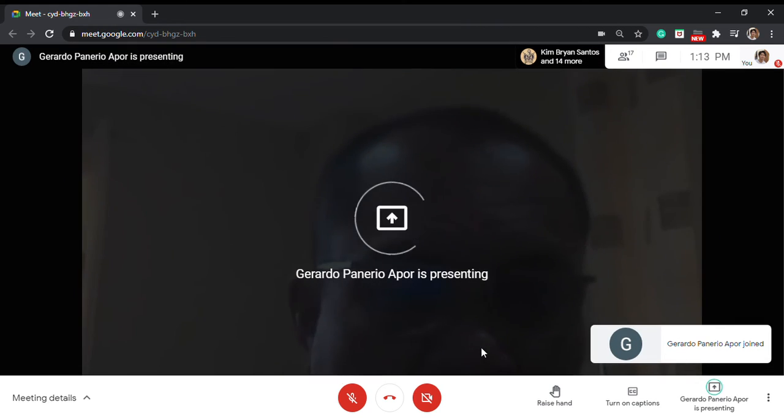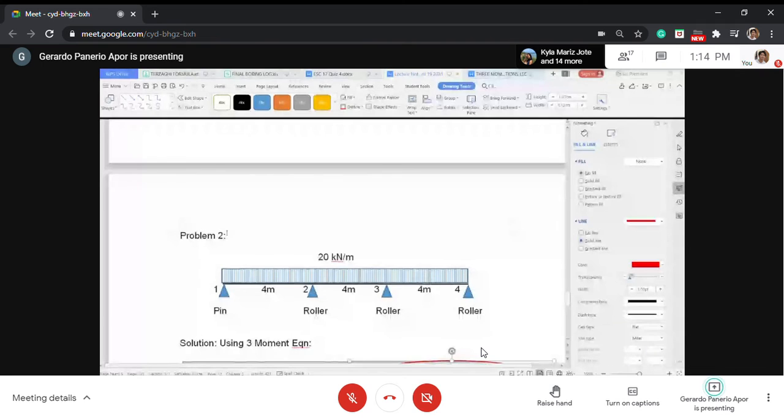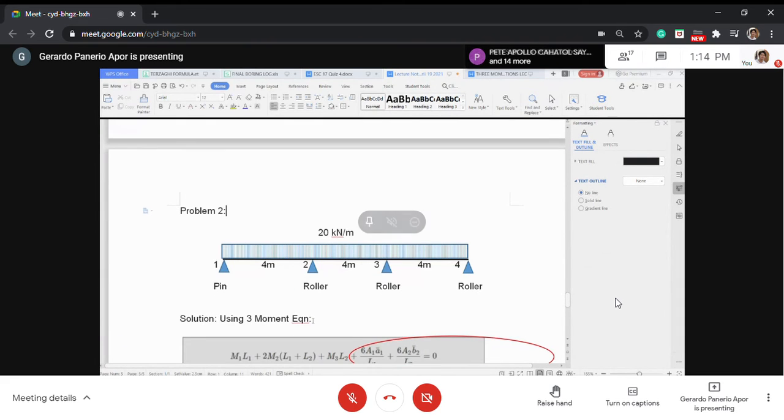You still remember we solved this kind of problem, no? You solve this using consistent deformation and we have solution already. Now, our proposal today is to use the three-moment equation to solve it.